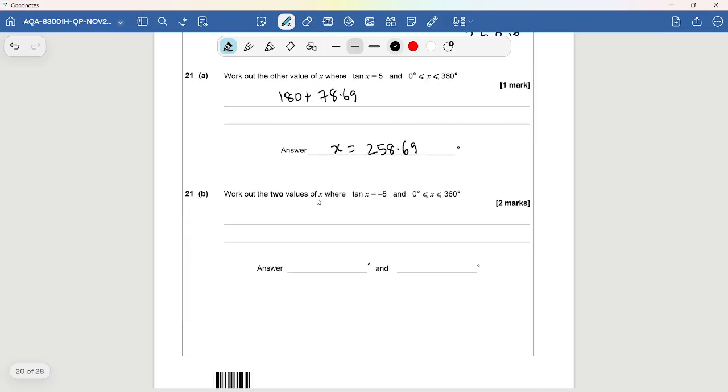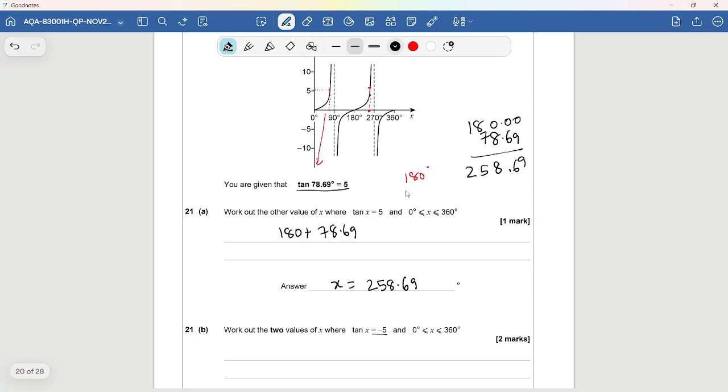Work out the two values of x where tan x is minus 5 in the same range between 0 and 360. Now we have to figure out what are those two x values where tan x is negative 5. Tan x is positive 5 at 78.69 and this value. If I take this as a reference angle and see how far it is from 0 degrees, it's 78.69 degrees from 0. The next time the graph takes a turn is at 180. So how far is negative 5? From 5 to negative 5 is here. I'll use another color.